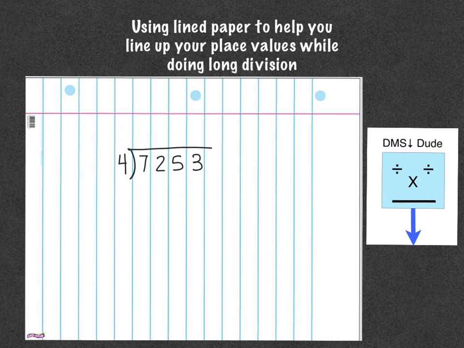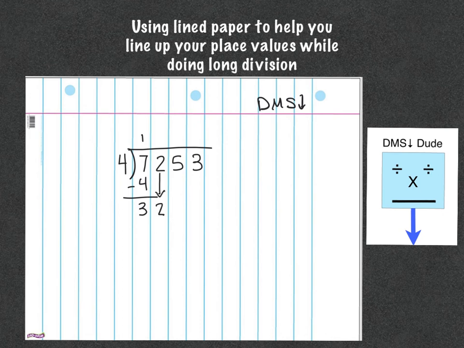Okay, so I would say in my head, same thing, DMS down. Oftentimes I will also write DMS down at the top to give myself a visual reminder. So can 4 go into 7? Yes, it goes in once. 1 times 4 is 4. Subtract and I get 3. See how I'm using these lines to help me line up?